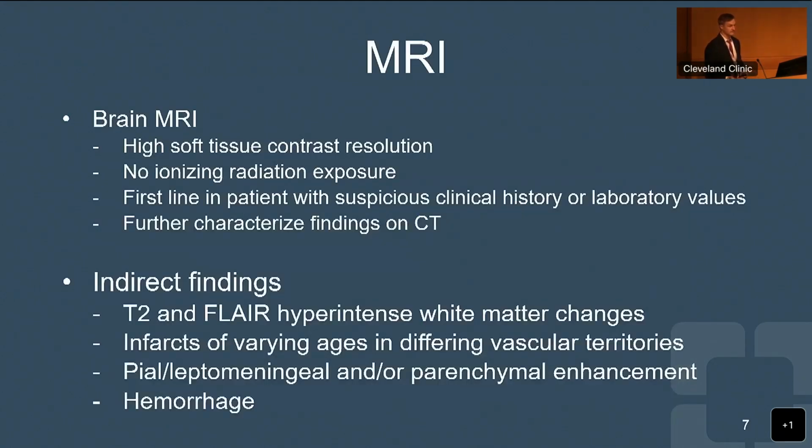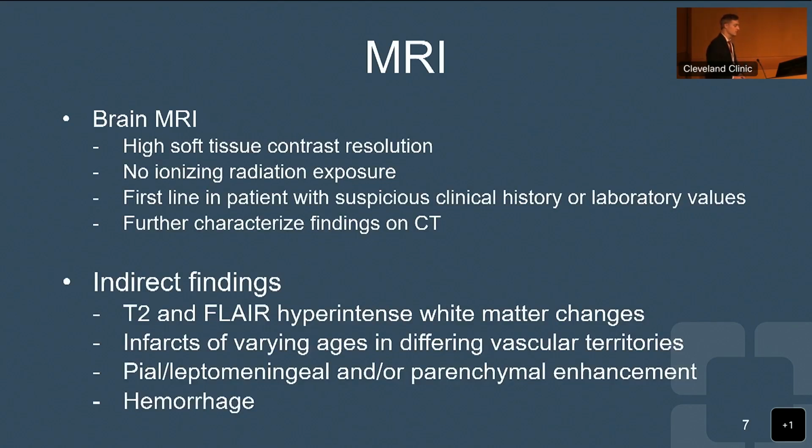MRI is one of the next imaging investigations that we do. Brain MRI has very high soft tissue contrast resolution. There's a benefit of no ionizing radiation exposure to the patient, although this is a little bit longer examination than a CT. So usually CT is performed first in the emergent setting. MRI can be a first line in patients with suspicious clinical history or laboratory values of CNS vasculitis, or it can be done to help further characterize something we saw on CT.